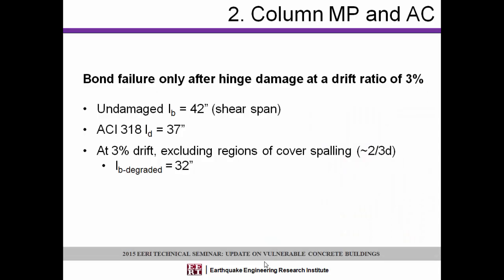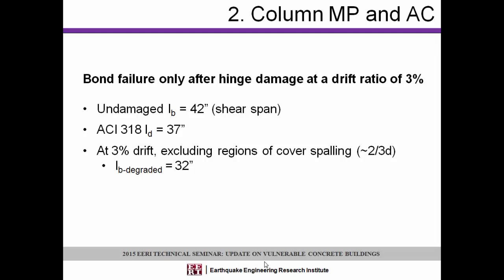And so if we do run the numbers on this particular column, what you find is that the undamaged available development length, which is the shear span, is 42 inches. ACI 318 tells us we only need 37 inches of development. So technically this column should not have a bond failure. However, if you take out about 2/3 of the depth of the section, which is kind of the plastic hinge region that got damaged, you drop down from 42 inches to about 32 inches of available development length, and that drops below the number, and you do actually see that bond failure. So we're not taking into account this damaged region.